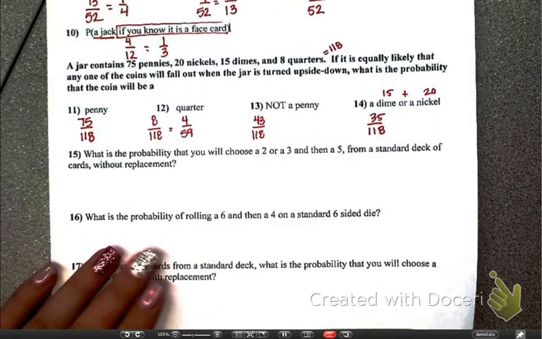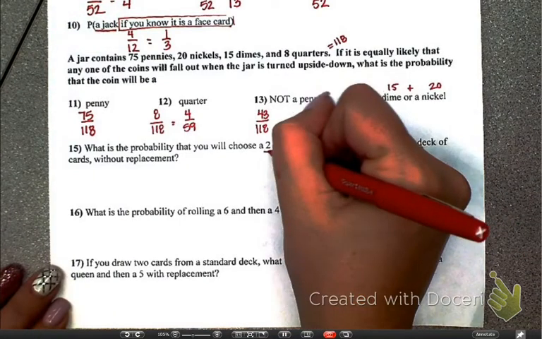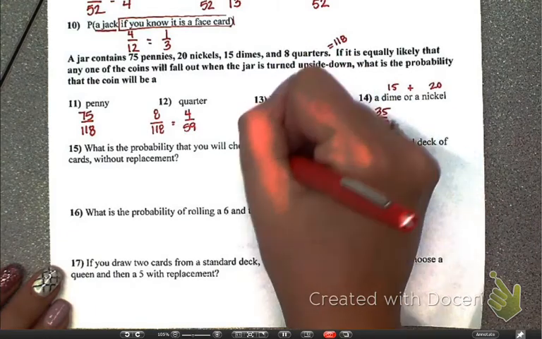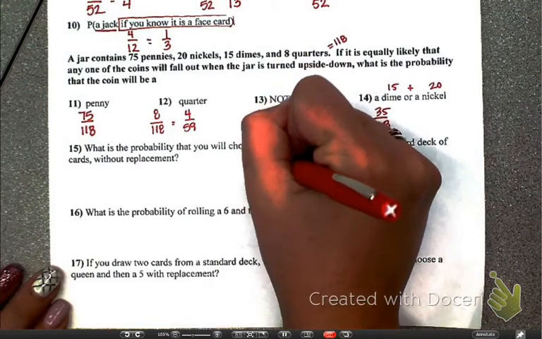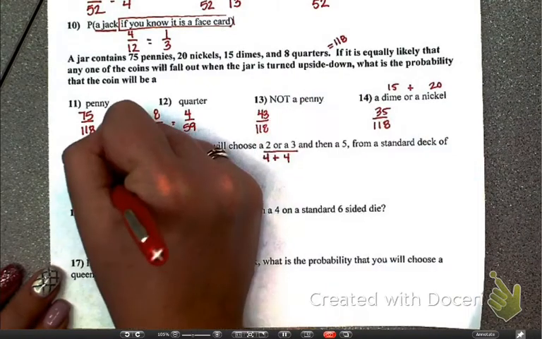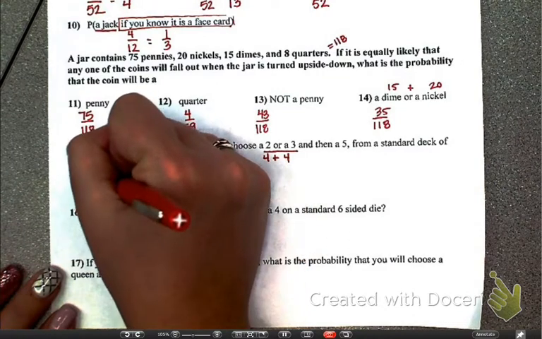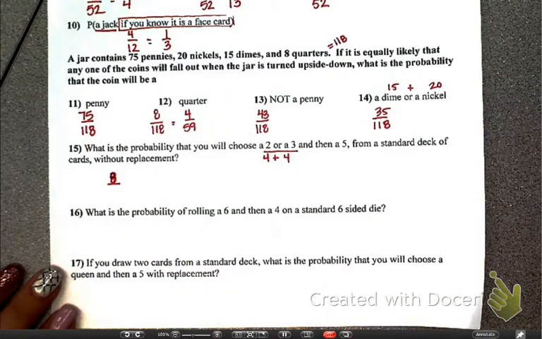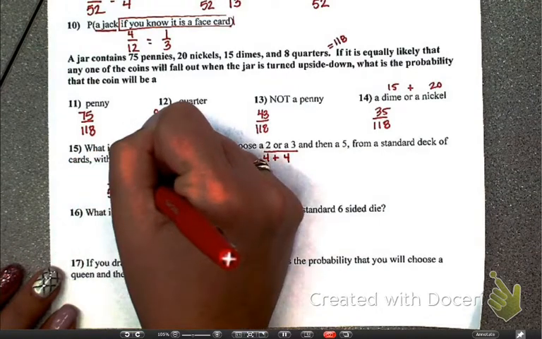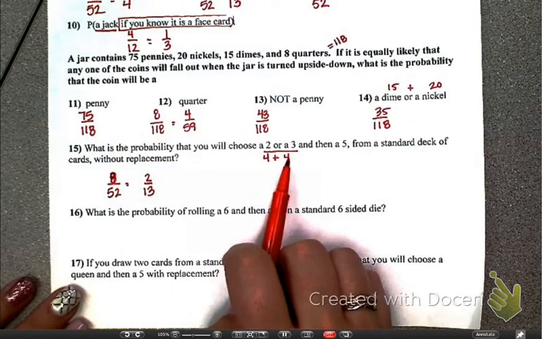Still good? What is the probability that you will choose a 2 or a 3? So how many 2s are there? 4. Or tells us to add. How many 3s are there? 4. Okay. And we're choosing out of an entire deck. Whoops, that should say 8. What's the entire deck? 52. Okay. And I know that reduces to 2/13. Okay, that's just the probability of a 2 or a 3. Are we okay?